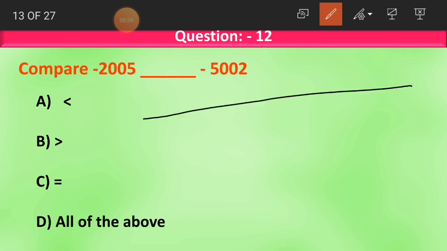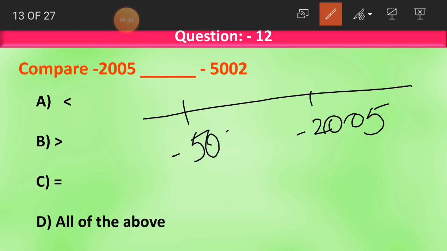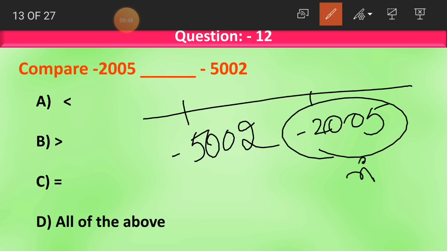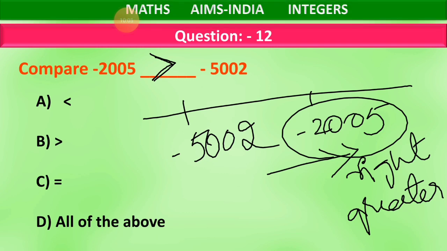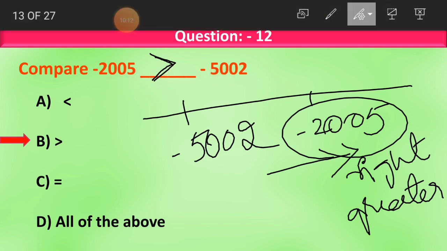Again, when we look on a number line, we have minus 2005 here and minus 5002 comes here, right? Now, which is on the right side? Minus 2005 is on the right side. So, this will be our greater number. Again, opening the mouth towards minus 2005, which lies on the right side of the number line, which is the greater number here. Now which is the correct option? Option B, greater than. Minus 2005 is greater than minus 5002.